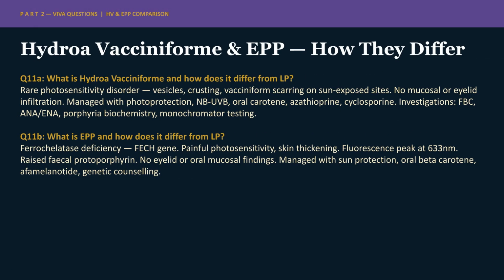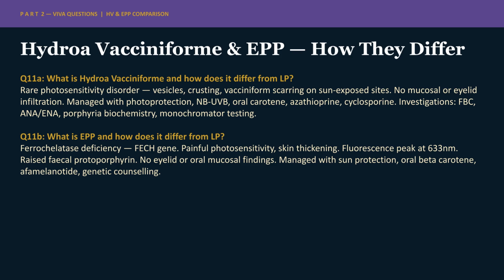The examiner asks, what is Hydroa Vacciniforme, and how does it differ from Lipoid Proteinosis? Hydroa Vacciniforme is a rare photosensitivity disorder presenting with vesicles, crusting, and vacciniform scarring on sun-exposed sites. Unlike LP, it lacks mucosal and eyelid infiltration. Management includes photoprotection, narrowband UVB desensitization, oral keratin, and immunosuppressants such as azathioprine and cyclosporine.